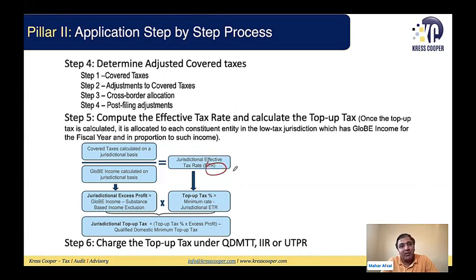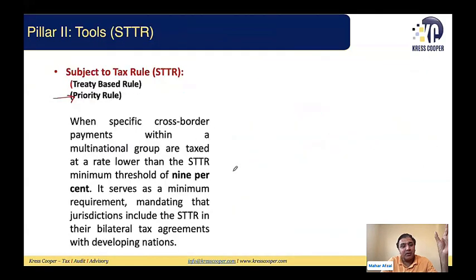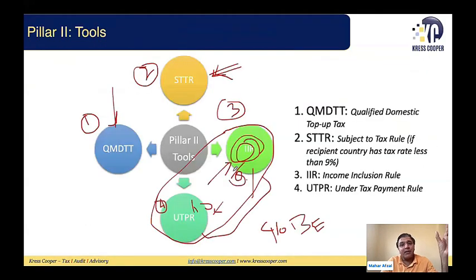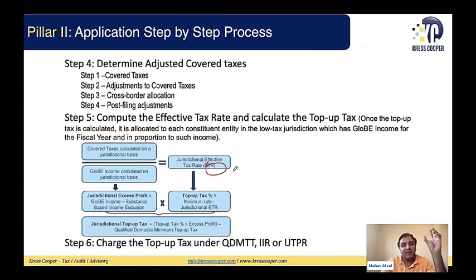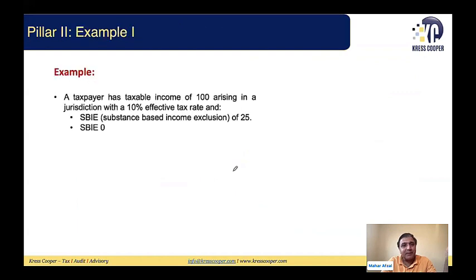And to collect the differential taxes, you have the tools. These tools are the domestic top-up tax, the qualified domestic top-up tax. Then the second tool is STTR, the subject to tax rule, then IIR and UTPR. You have these four tools to collect the differential amount of tax. So this is a 6-stage process as given by the OECD in their guidelines. Just look into this example. We are going to close after discussing 3-4 examples.